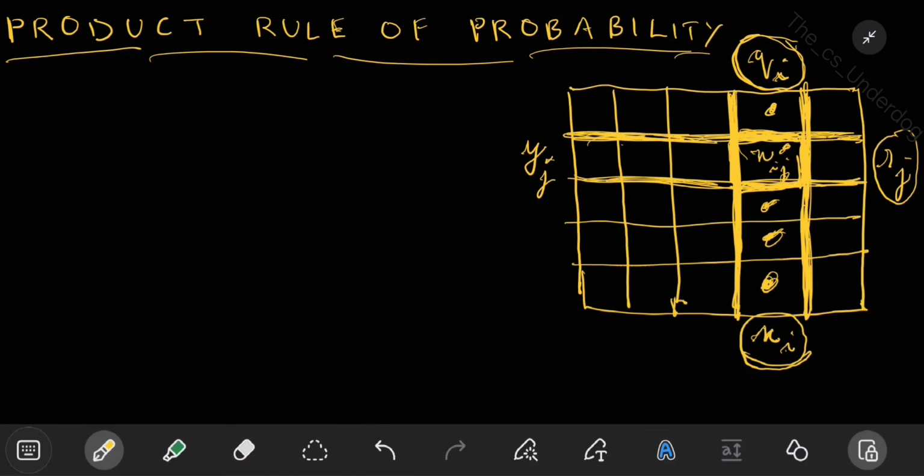Product rule of probability. To learn the product rule of probability, we'll start from where we left off in the last lecture, that is, after learning the sum rule of probability. What is the product rule of probability?